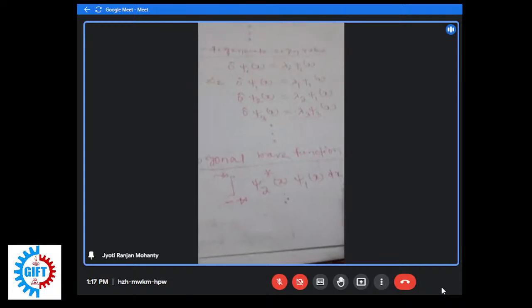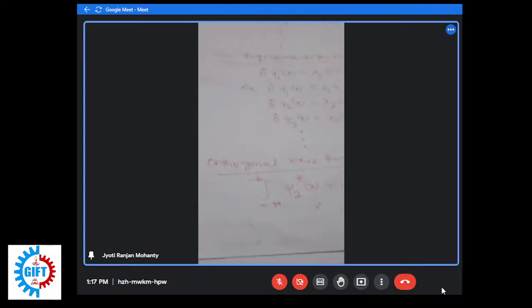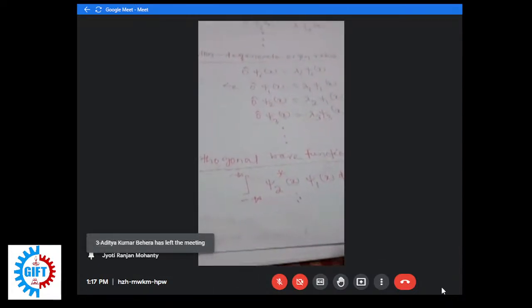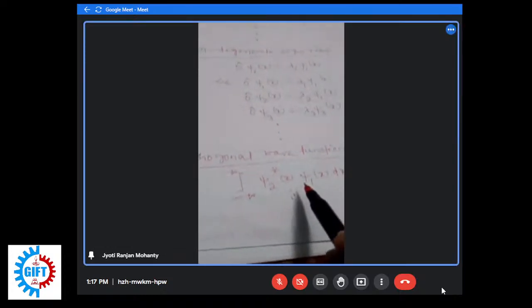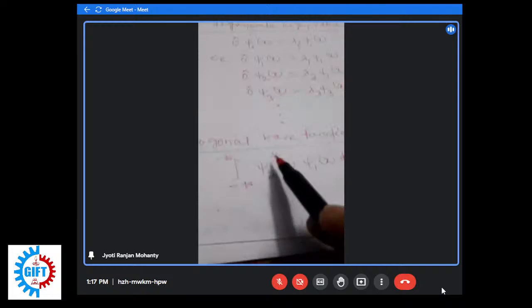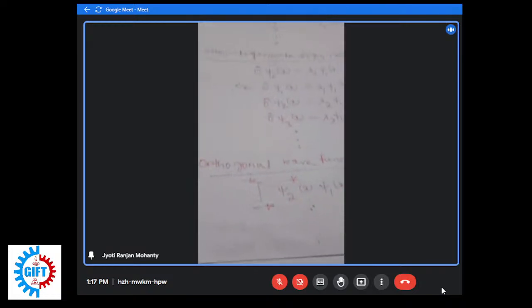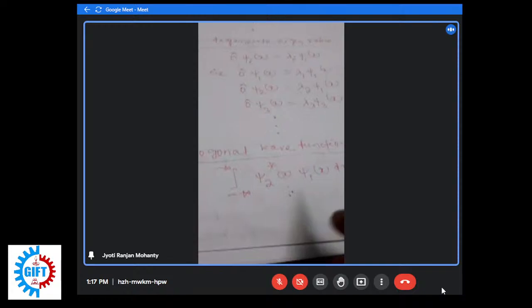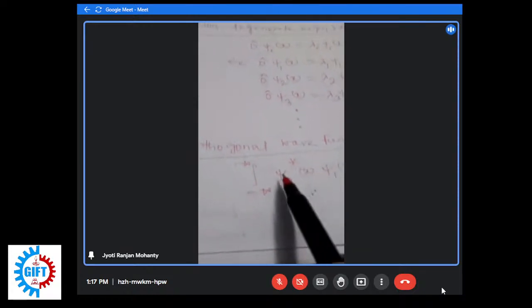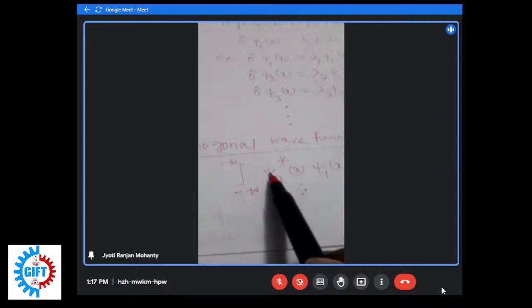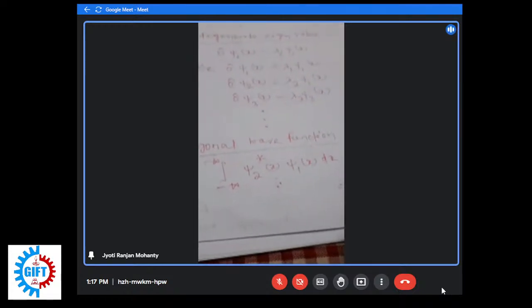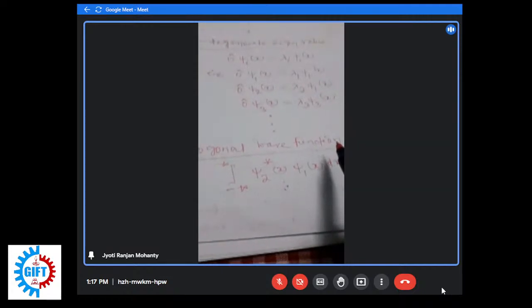So, what is psi 2 star? Who can say? Sonila, what is psi 2 star? Sir, complex conjugate. Psi 2 star means it is the complex conjugate of psi 2. Suppose in your problem, two wave functions psi 1 and psi 2 are given. Prove that the wave functions are orthogonal. Then you take the complex conjugate of psi 2, multiply with psi 1, and take the integration. If the right hand side is equal to 0, then only we can say it is orthogonal.